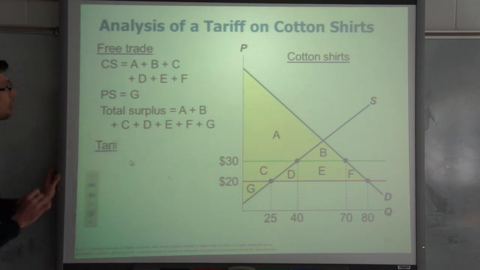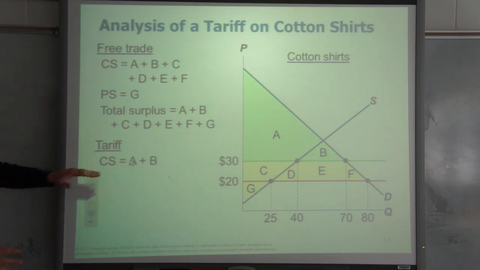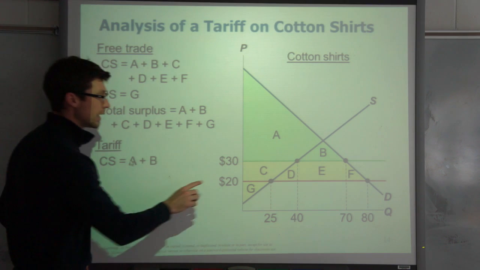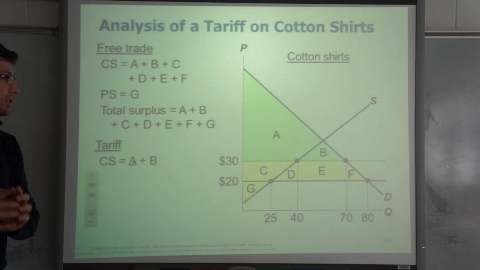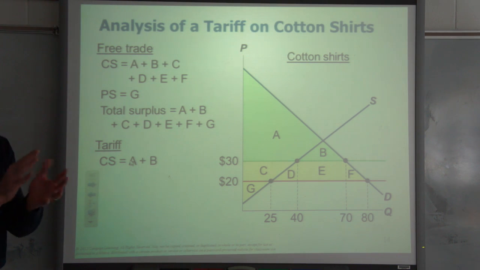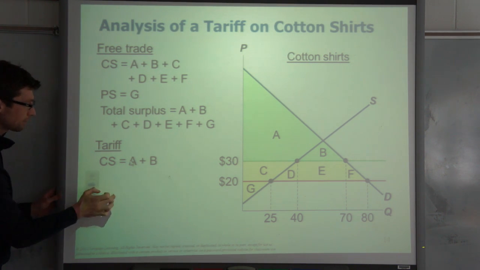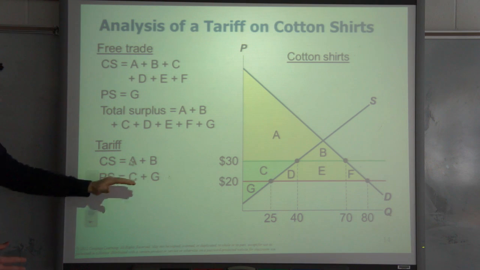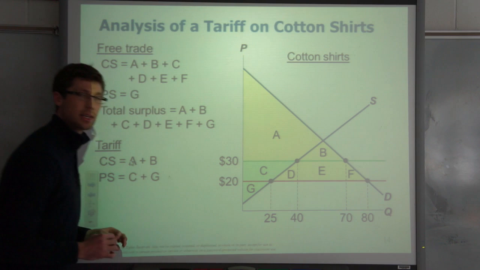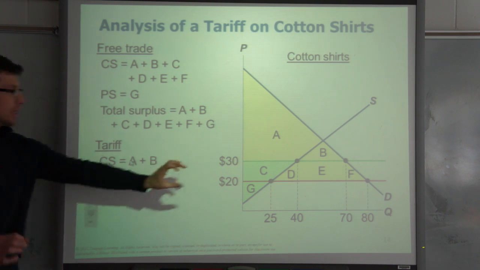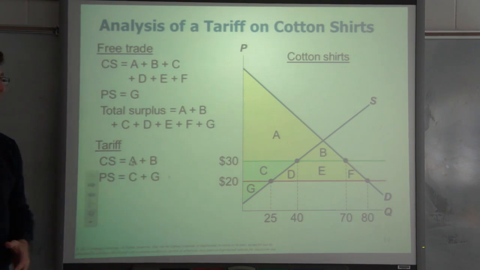Now, when we impose this tariff, look at what happens. Consumers are now harmed. They lose out on C, D, E, and F. But that doesn't necessarily make it bad. We have to take a look at what producers gain. Producers are now having C and G. This is what our domestic producers gain. They gain all that surplus. So we did indeed help them.